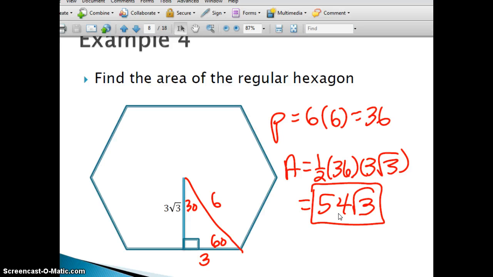Now, there is another method we can use, and I'm going to show you that in class, where we can actually divide that hexagon into shapes that we already know. And whichever method works best for you, use it that way.